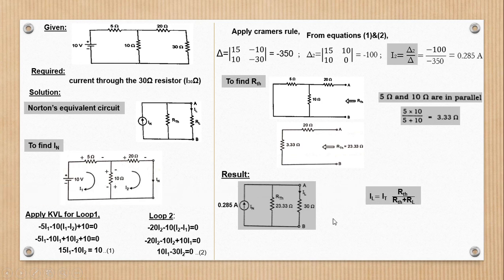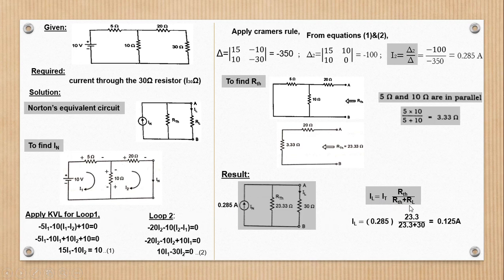Dear students, you all know well the formula for current division in parallel resistors. Here we need to find the value of the load current flowing through the 30 ohm resistor. So IL is equal to total current IT into RTH, which is the resistor connected in parallel with the load resistor, so it should be written in the numerator. In the denominator you have to write the total resistance. So the formula is IL is equal to IT into RTH divided by RTH plus RL.